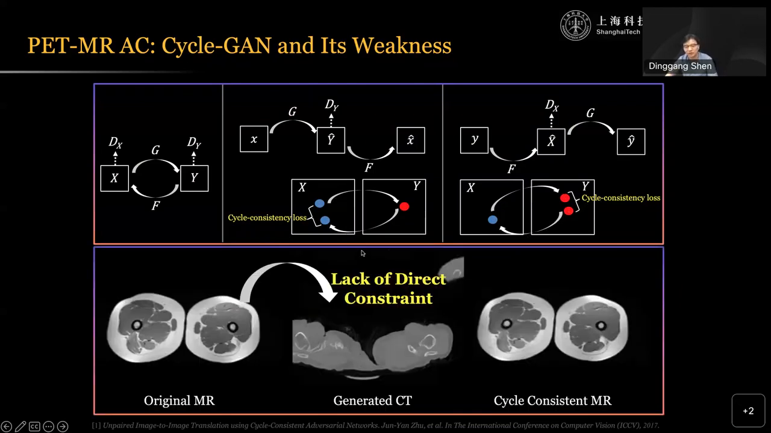But if you just simply use cycle consistency, for example, this is the original MR image, and this is the cycle-consistent MR image, meaning MR to CT, then coming back to the MR image. The coming-back one is this one, and the original one is this one. But when you transform to the CT domain, like here, the shape can be different compared to the original MR image, and also the transformed MR image coming back. So the shape is not necessarily the same. This is the issue with CycleGAN that just uses cycle consistency.